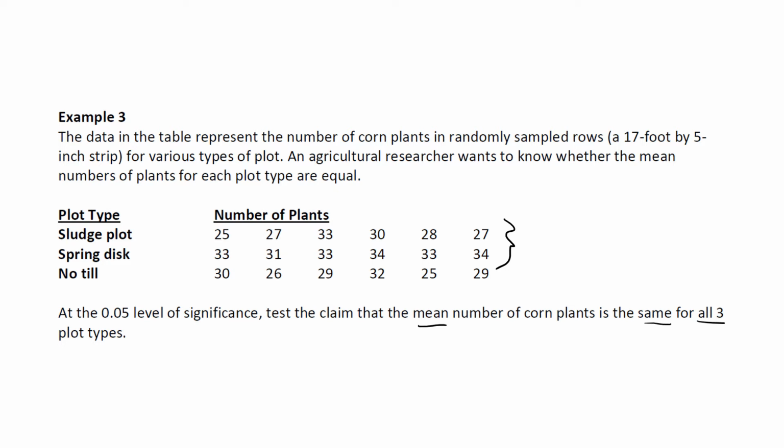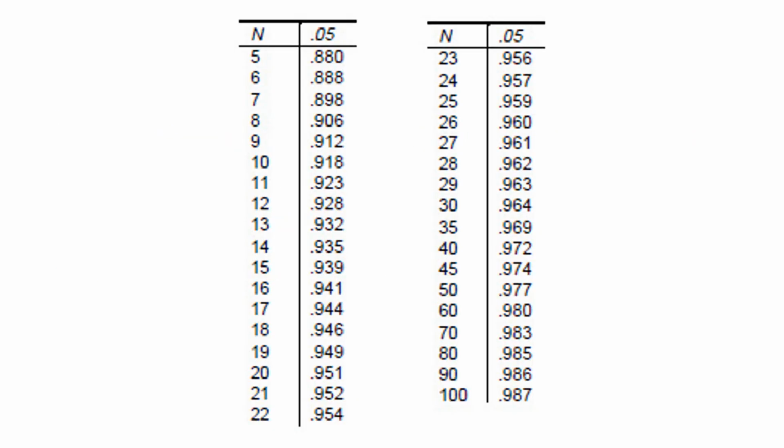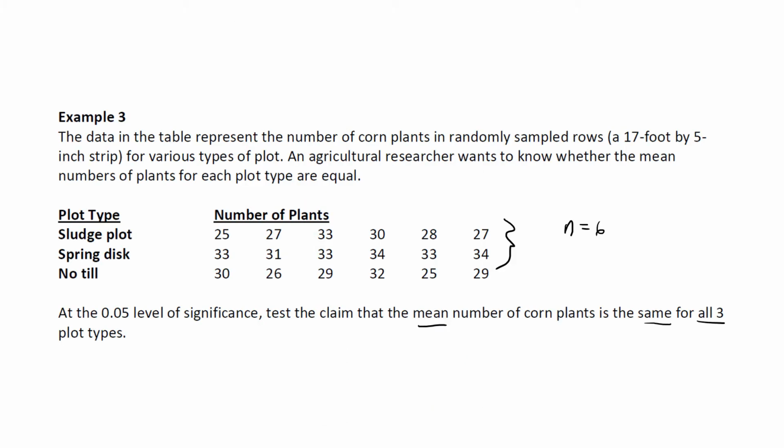This is an ANOVA test, or at least it seems like an ANOVA test. A quick note here, the sample size is 6, so if we do get to the QQ plots, the critical value for a sample size of 6 is 0.888. One more thing to make note of, I'm going to let population 1 be sludge plot, population 2 spring disc, and population 3 will be the rows with no-till.